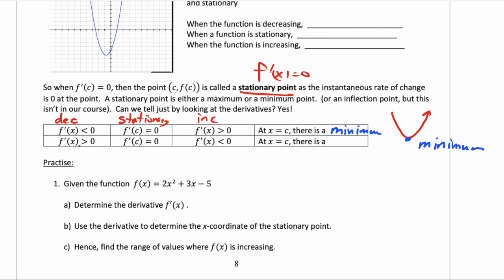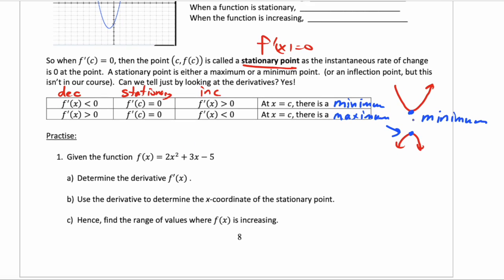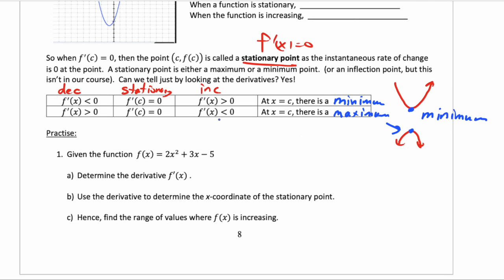Okay, and here we have increasing, stationary, decreasing. So that second situation looks like this, and that is, of course, a maximum. All right, so we can use the derivative to help us determine minimums and maximums.